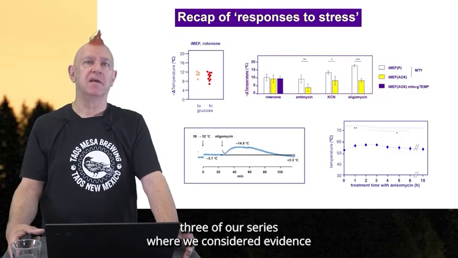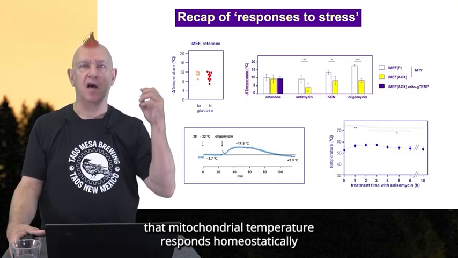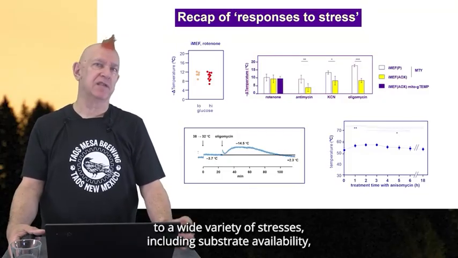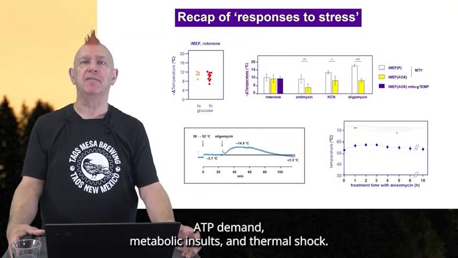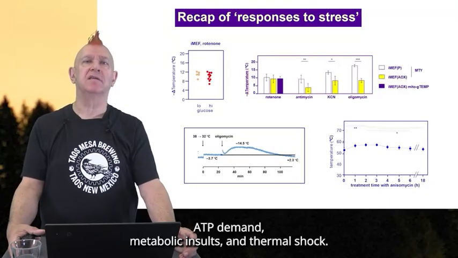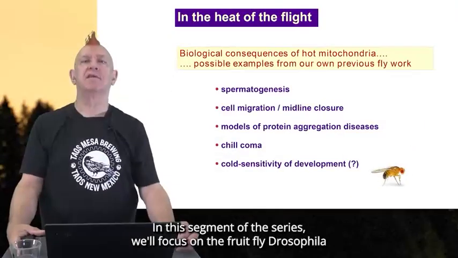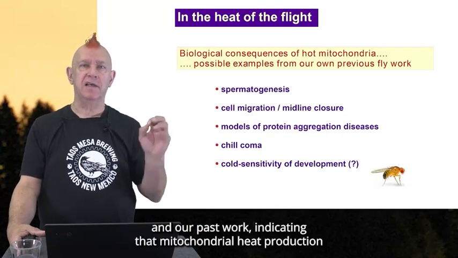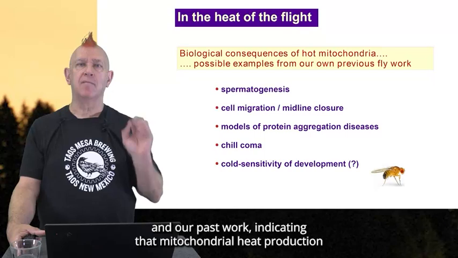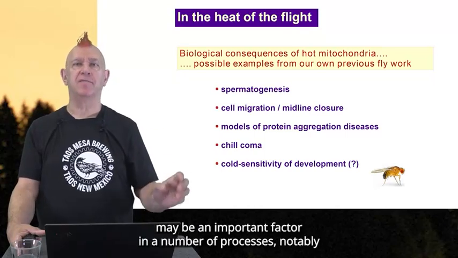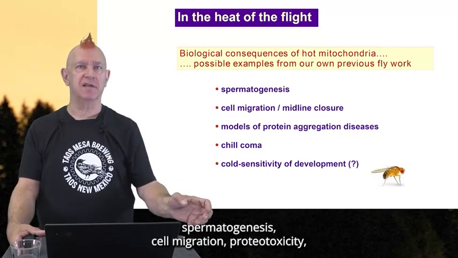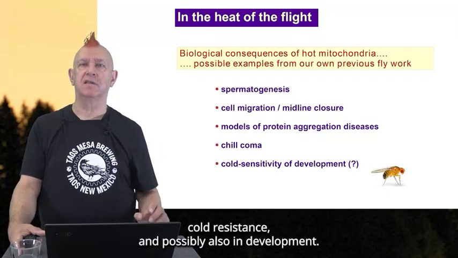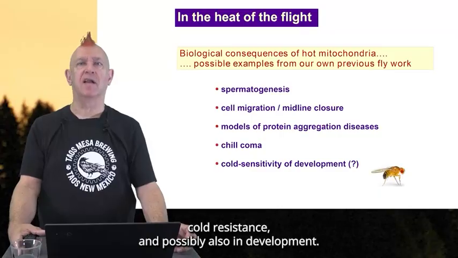To kick off, I'll just recap the main points from part 3 of our series, where we considered evidence that mitochondrial temperature responds homeostatically to a wide variety of stresses, including substrate availability, ATP demand, metabolic insults, and thermal shock. In this segment of the series, we'll focus on the fruit fly Drosophila, and our past work indicating that mitochondrial heat production may be an important factor in a number of processes, notably spermatogenesis, cell migration, proteotoxicity, cold resistance, and possibly also in development.